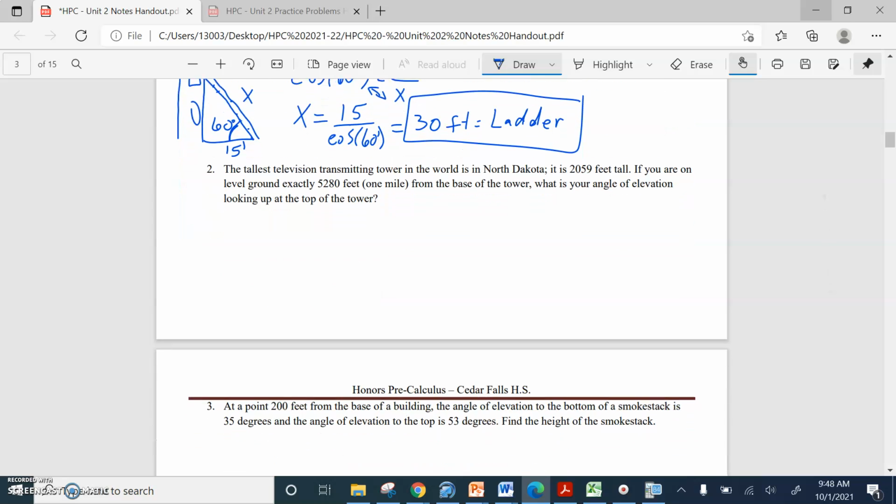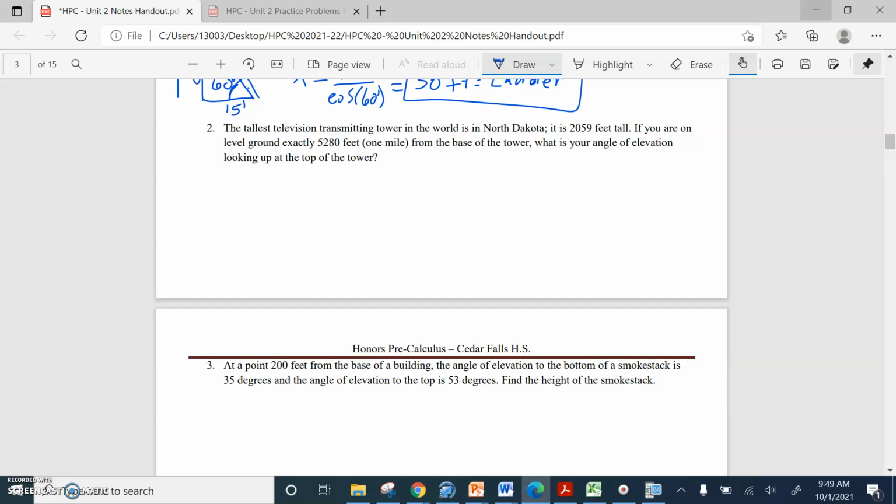Okay, moving on. Question 2, the tallest television transmitting tower in the world is in North Dakota. Now in class we did discuss how this data is a little out of date and inaccurate. It's actually 2,063 feet at its tallest. Back in 2019 they had to remove the top portion to FCC standards and update some things. So it's not even that, it's like 1,987 feet. But for the purpose of this problem, we are going to ignore those things.